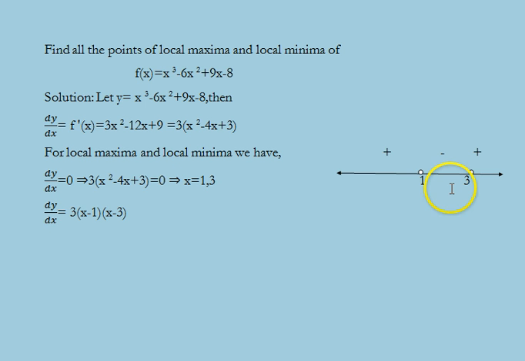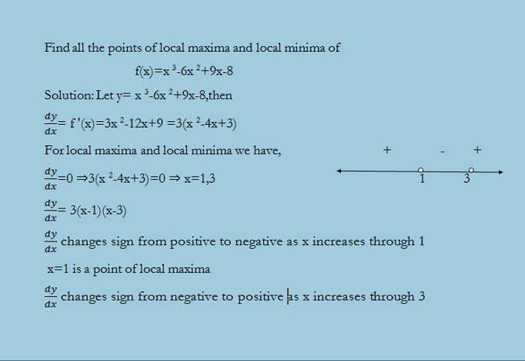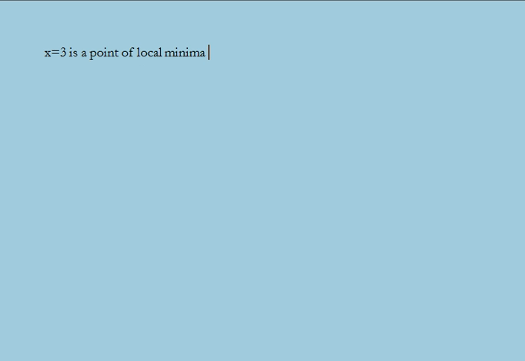Now clearly dy by dx changes sign from positive to negative through 1. Therefore, x equal to 1 is a point of local maxima. Also, dy by dx changes sign from negative to positive as x increases through 3. So x equal to 3 is a point of local minima. With this we conclude another lecture on applications of derivatives, which was based on the maxima and minima of a given function.